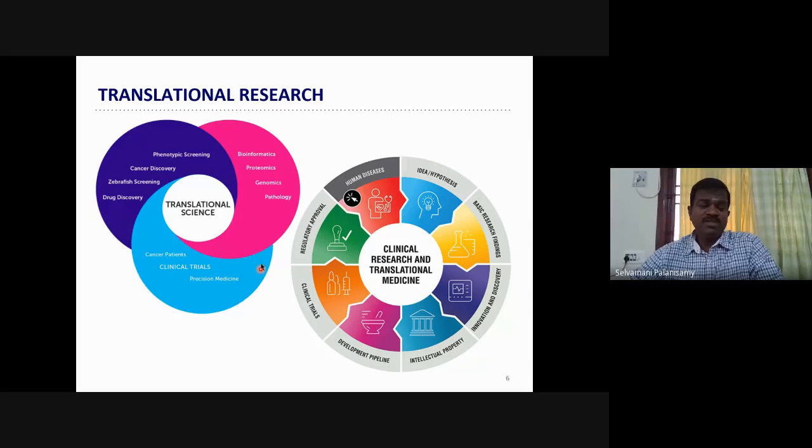It involves patients, clinical trial, more into precision medicine, where my lab is contributing towards personalized medicine. So here, these are the various domains of clinical research and translational medicine. So put together, this is all about translational research, but I want to introduce you very briefly.